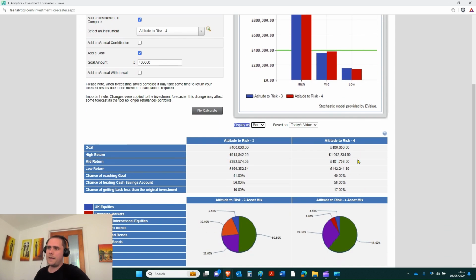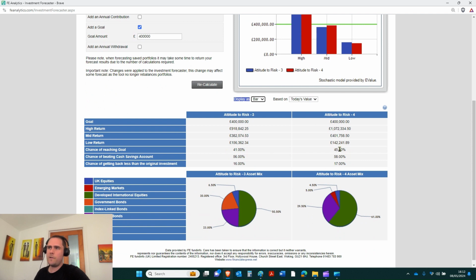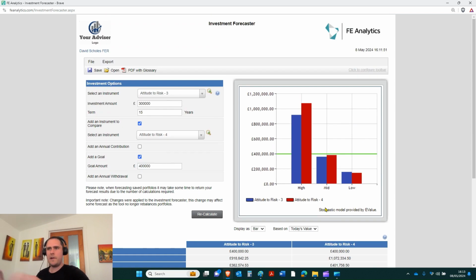And again, the stats to back them up are at the very bottom here. Chance of reaching your goal has gone up. Chance of beating cash has gone up, but then the chance of getting back less than what you put in has itself gone up as well, to illustrate that, because we've reduced the bond exposure. We don't have any fixed interest, and we've gone wholeheartedly into equities. So that's a very quick and easy way of comparing those risk profiles. And again, there's the PDF when you're ready to generate a PDF of what we're looking at here.